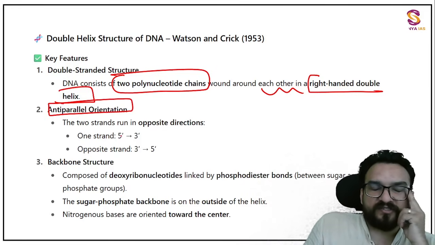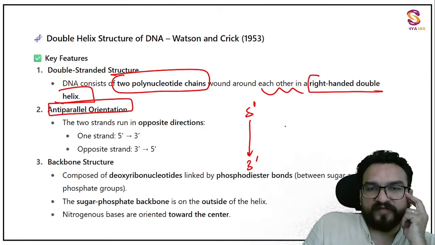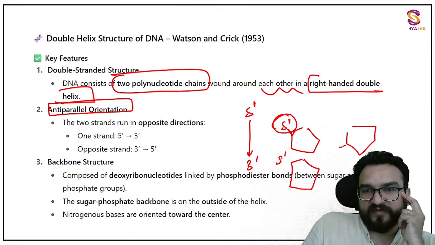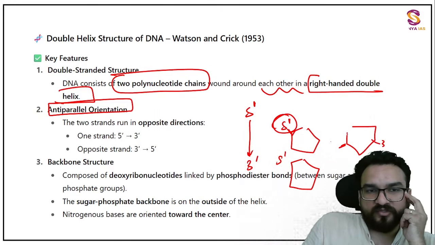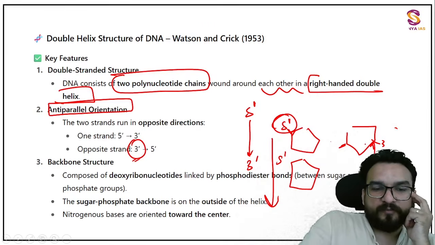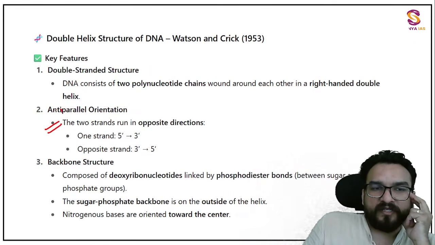Anti-parallel orientation means that if the strand is 5' to 3' like this, the carbon molecule and phosphate group will be attached at 5', whereas in the opposite strand you will find it attached at 3', and it will move 3' to 5'. If this is moving like this, then the opposite strand will be moving like this over here. I'll be showing you, don't worry, in the animation also.